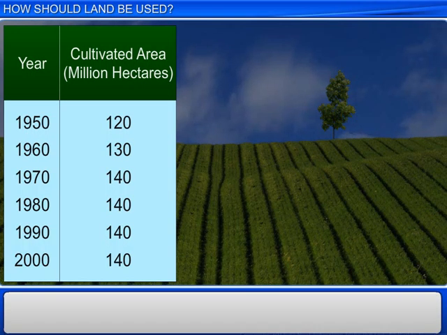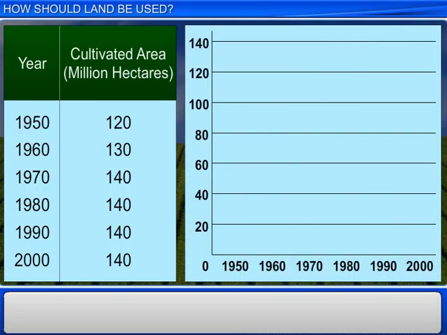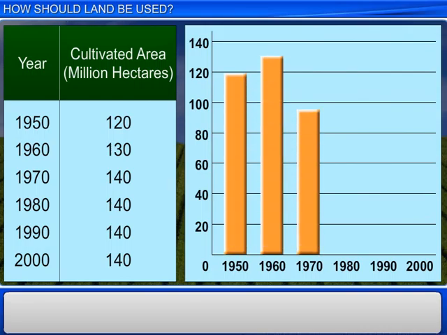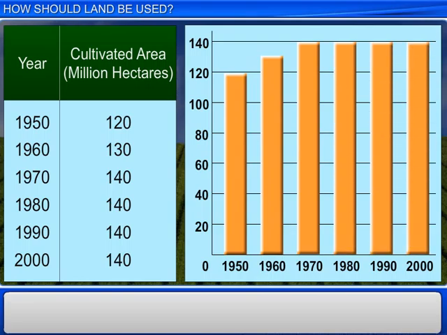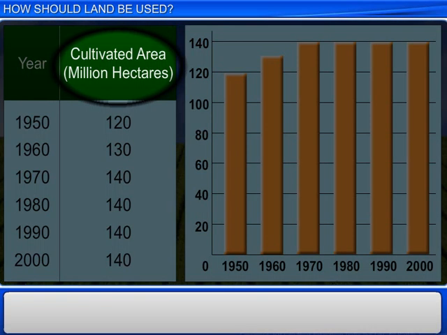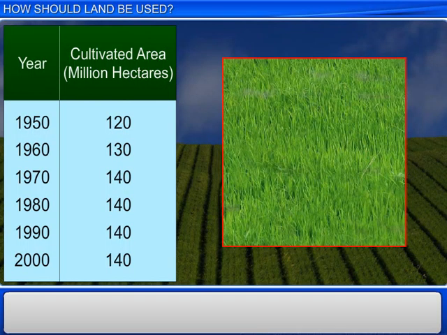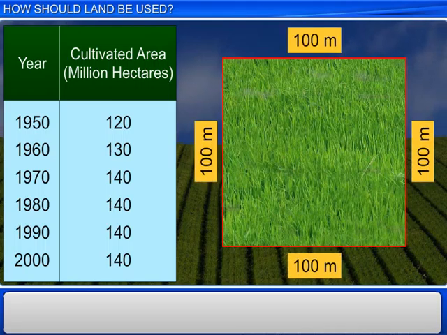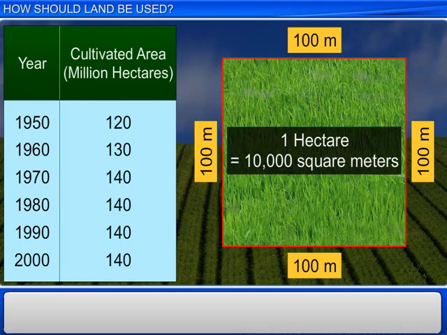What is true for Palampur is largely true for the whole of India. Observe in this graph how total land under cultivation in India increased only marginally between 1950 and 1970. Between 1970 and 2000, the land area under cultivation remained unchanged. Note that the land area in the table is mentioned in million hectares. Hectare is the standard unit of measuring land area and is equal to the area of a square having a side of 100 meters. Thus, 1 hectare is equal to 10,000 square meters.